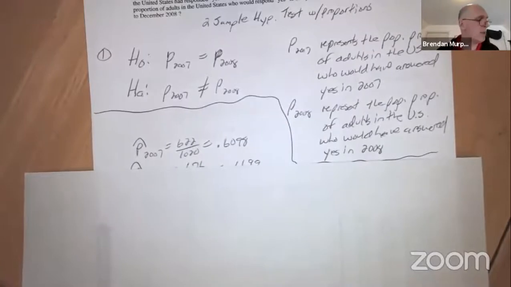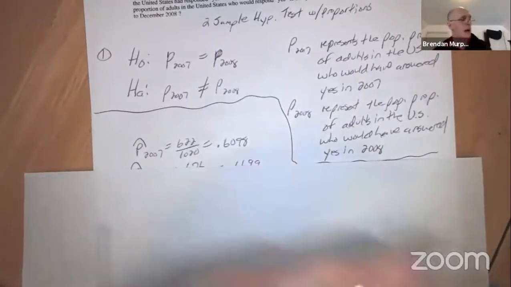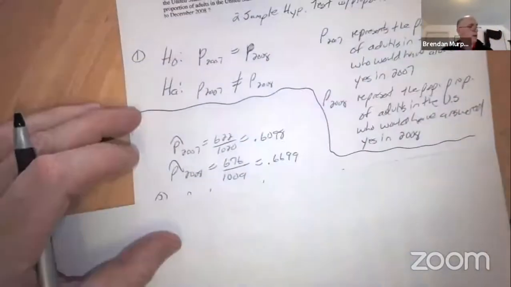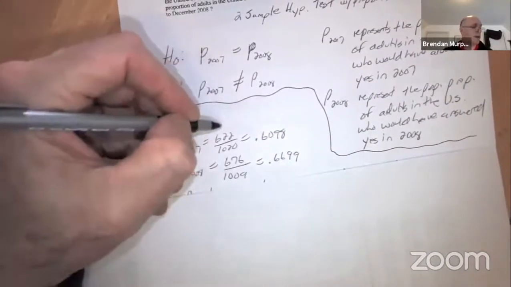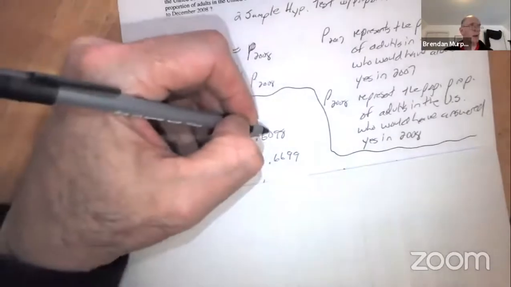So, so far we're heading down the right path, I think. So I came up with the first sample p hat of 2007 was 622 over 1020 or 0.6098.